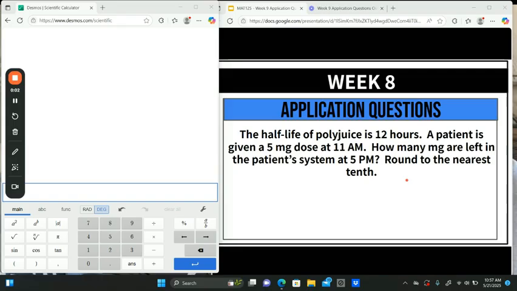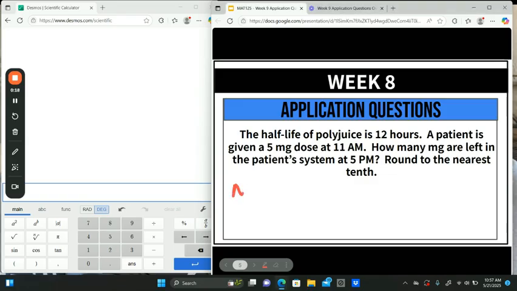Okay. So now, just like in the previous problem, we're going to use the equation for half-life that we just created. So I'm going to rewrite that here. So we've got N equals 5, parentheses 1/2, close parentheses, t over 12. Now remember, 5 is the starting dosage and 12 is the half-life, okay?